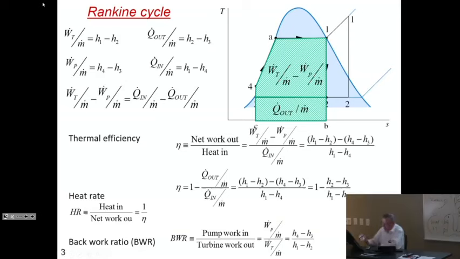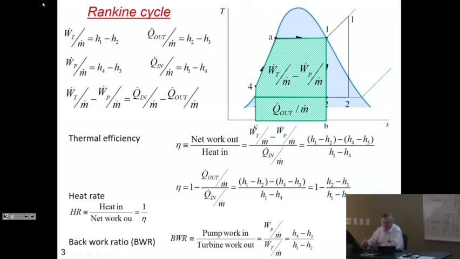Something else that matters to the amount of power that you can get out is the heating rate, which is in fact the inverse of the efficiency. It's heat in over net work out, it's 1 over eta. That's just a word that you need to remember because it's used.